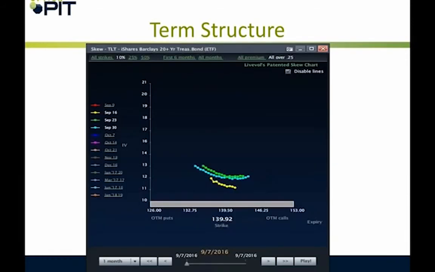Look at the term structure. So you can see the yellow represents standard September expiration on the 16th. The green is the 23rd, and the blue is the 30th. So if I was going to do a standard calendar, or if there was no Fed, if we didn't have the Fed coming up, what contracts would I want to buy, and what contract would I want to sell of these three? What combination?